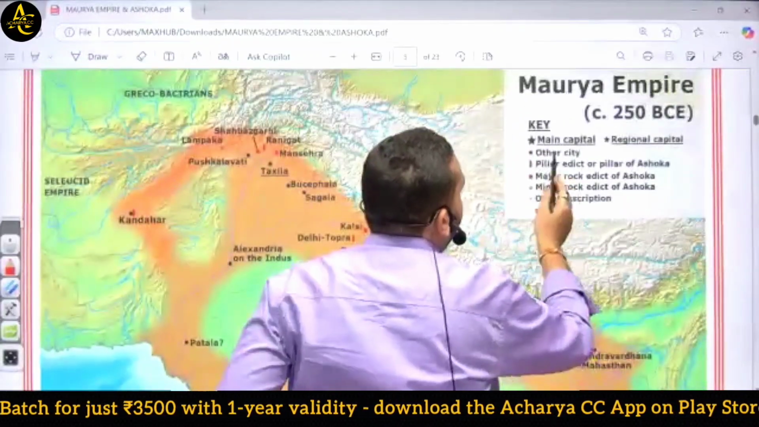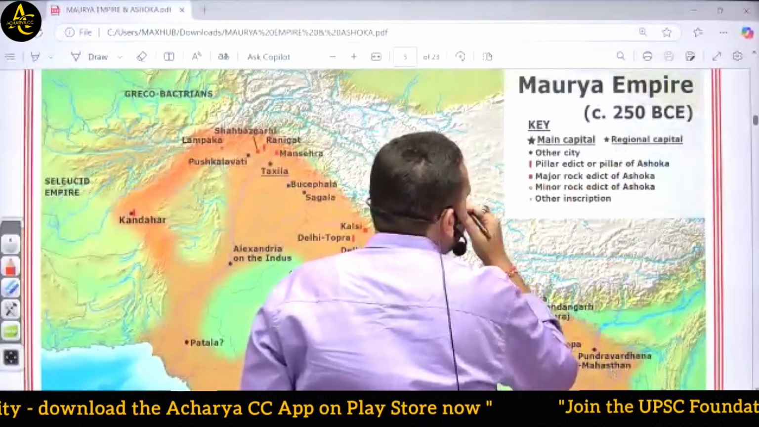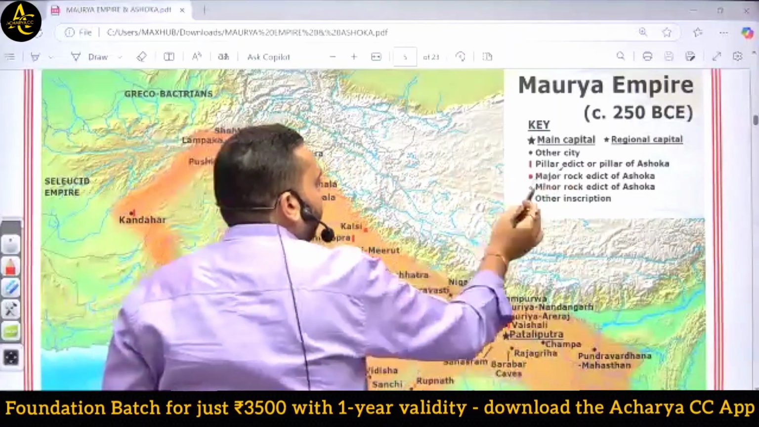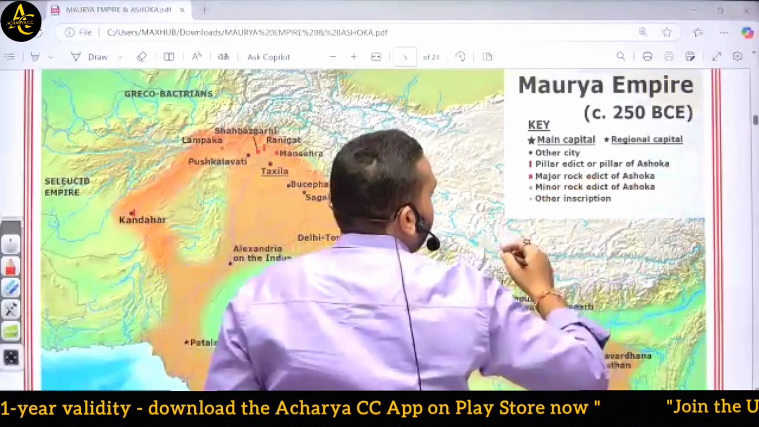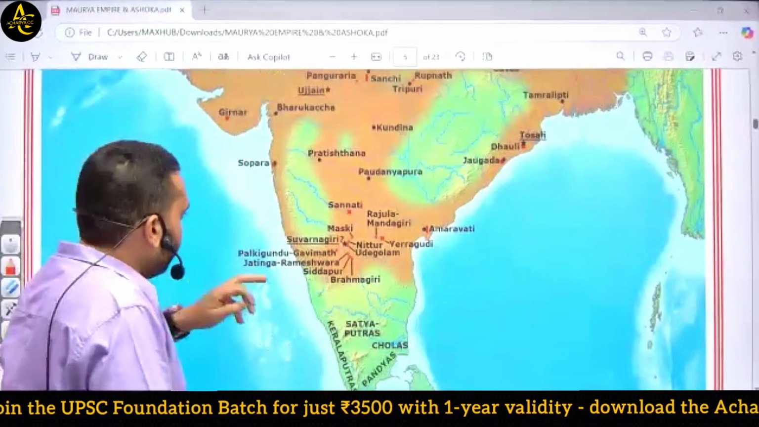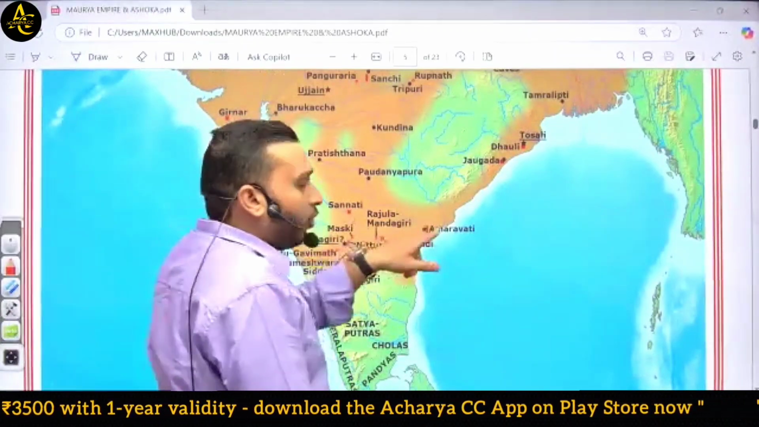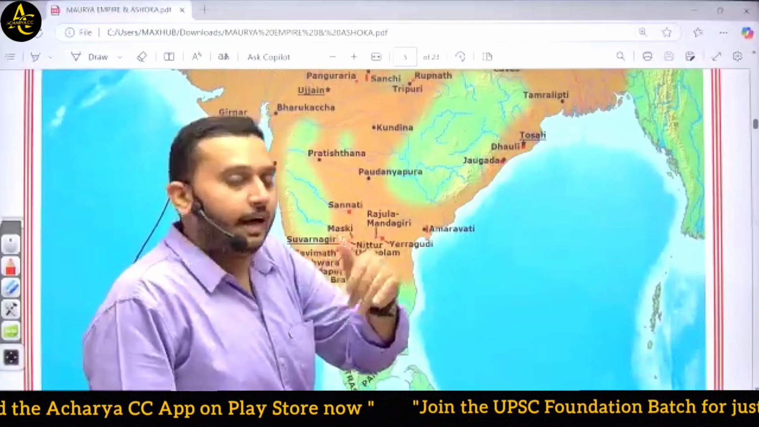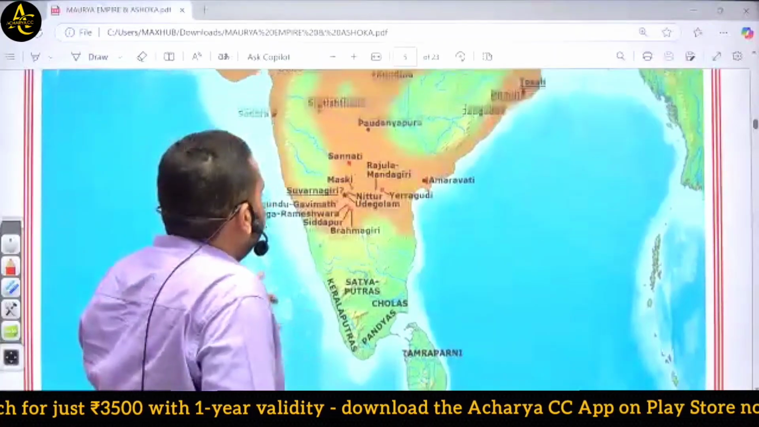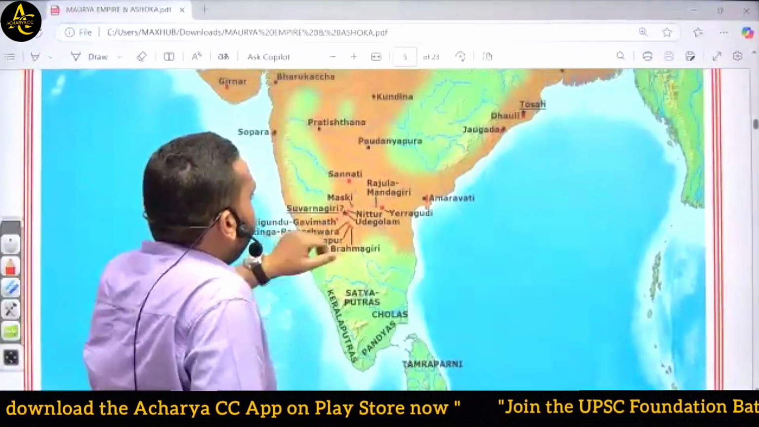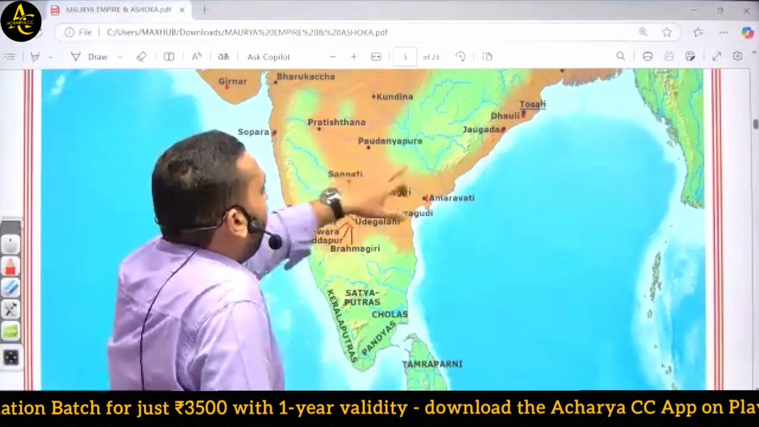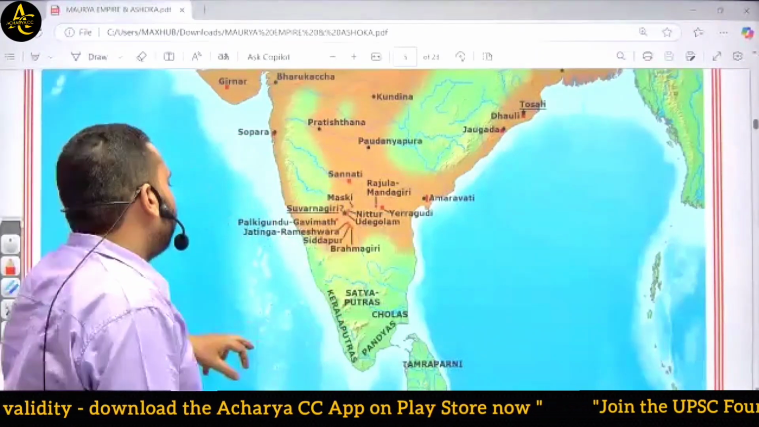This map tells you about the main capitals, the regional capitals, and the places where we found various edicts or inscriptions. So pillar edicts, major edicts, minor edicts, which were installed by Ashoka, and other inscriptions other than Ashoka's were also found. Where these inscriptions were found, that means these regions were ruled by Ashoka, and as they are his territory, he established the royal order. Brahmagiri, Suvarnagiri, Maski, Sannati, Yeragudi, Amaravati, Nittur, Udegolam, these are all regions in the southern part of the Mauryan territory.